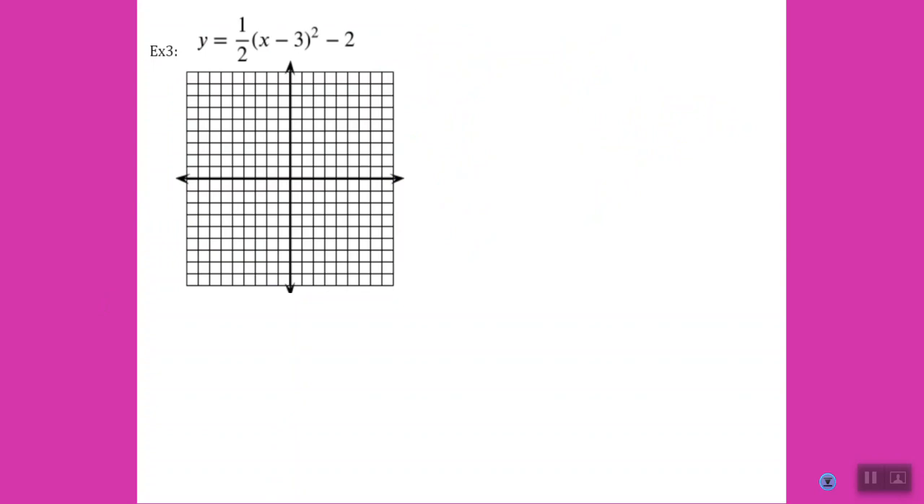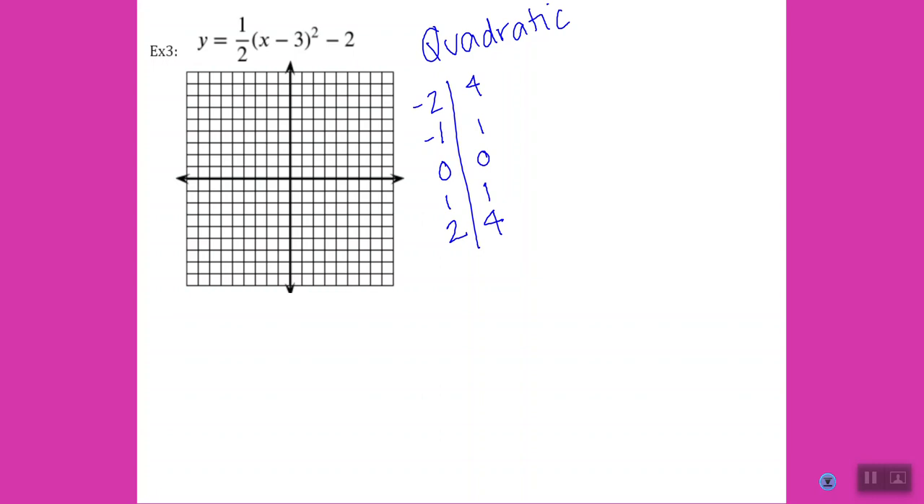Because this function has the little 2 exponent, we know that this is a quadratic, which our pattern is -2, -1, 0, 1, 2, and our y's are 4, 1, 0, 1, 4. A, H, and K. This time we do have something in front of our parentheses.